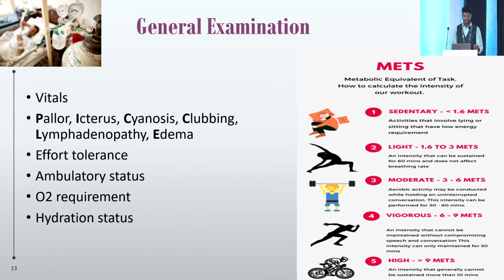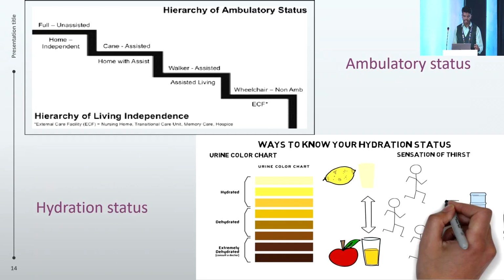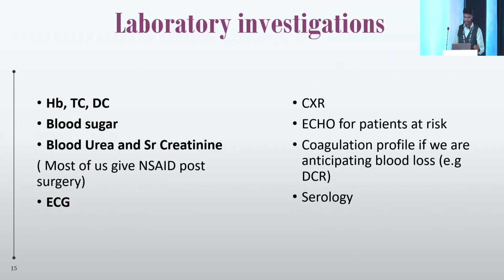Now, general examination, we all know pallor, icterus, cyanosis. Though we know it, how often do we do it is a big question to be asked. Two important factors which I would like to highlight are the ambulatory status, remember we're talking about a daycare surgery, so we need the patient to be restored back to their original state of life at the earliest. So that is one important factor. And hydration status is important in order for the patient to have a good recovery post-op.